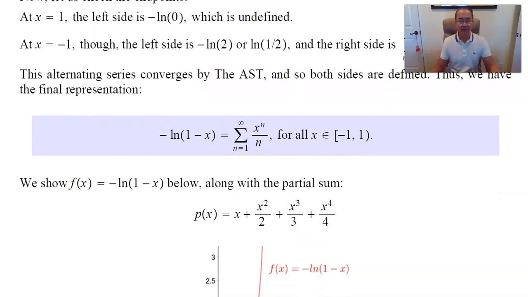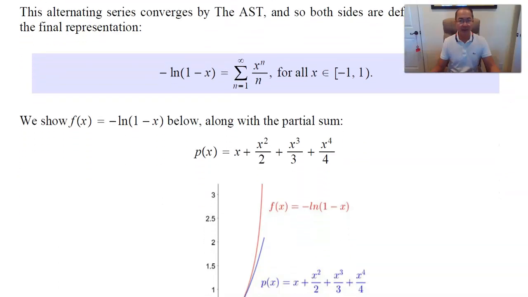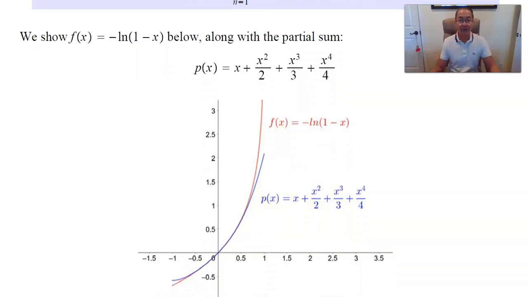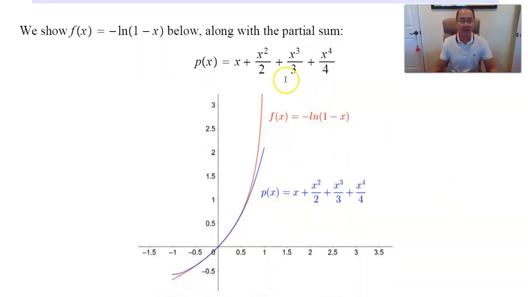And just for good measure, let's look at S4, the partial sum up to x to the power 4. We have 4 terms. And if you graph both minus ln of 1 minus x and that partial sum, you'll get two graphs which are almost the same; you can't tell them apart near the origin.